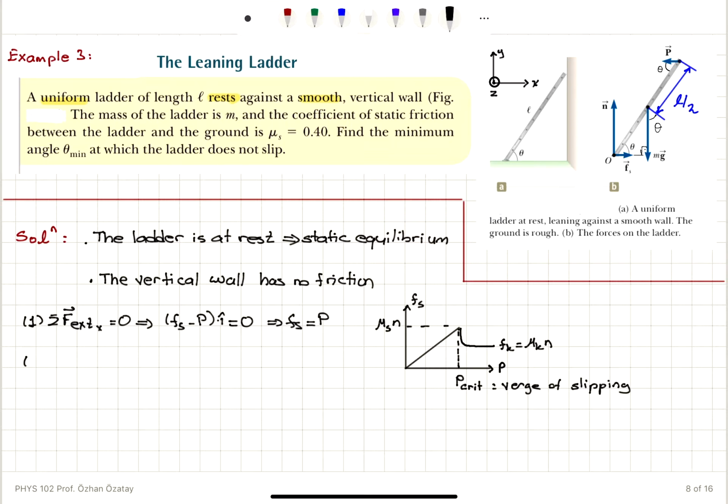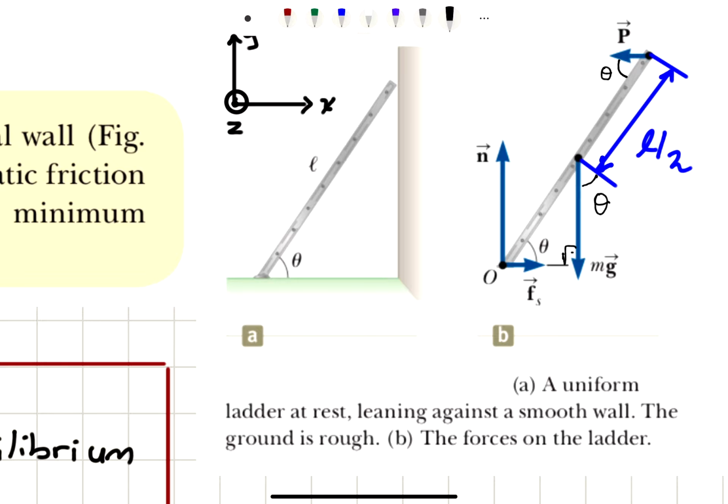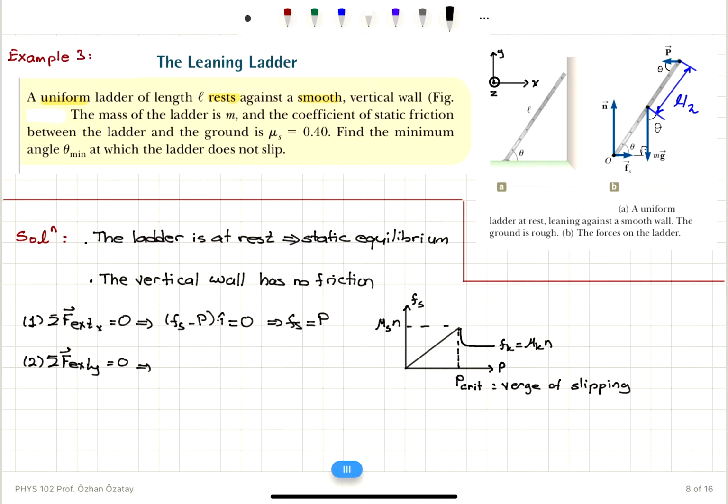The second equation is for the y components of the forces. The net y component should be 0. So I look at the forces that have a y component. There is the normal force, there is the weight pointing down. So normal force is pointing up, the weight is pointing down, and N minus mg j hat should be 0. This tells me that the normal force is balancing the weight of the ladder.